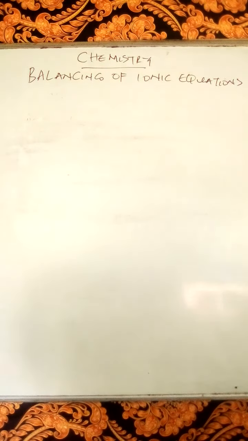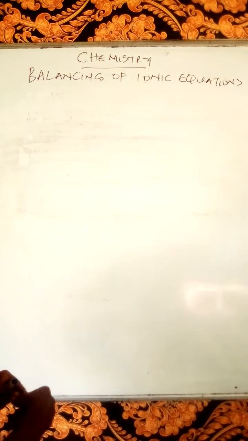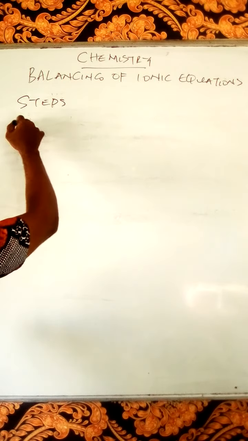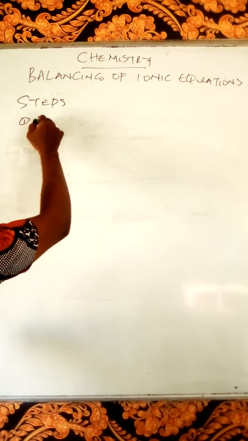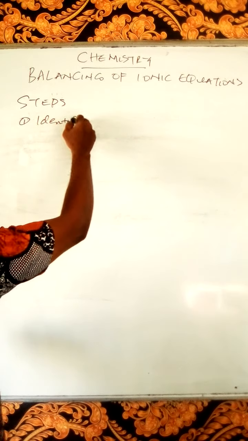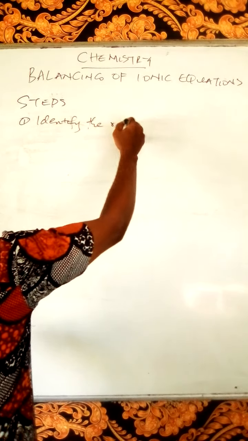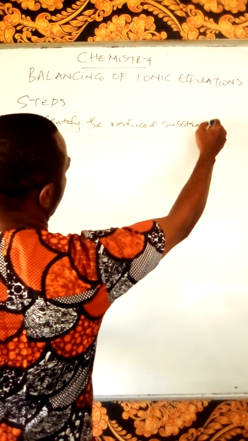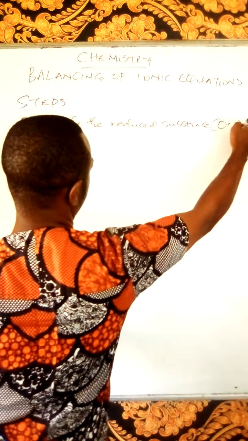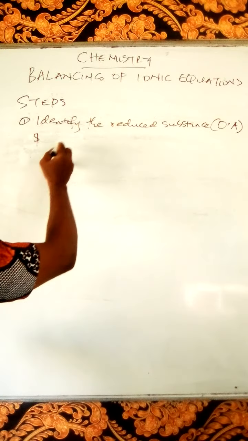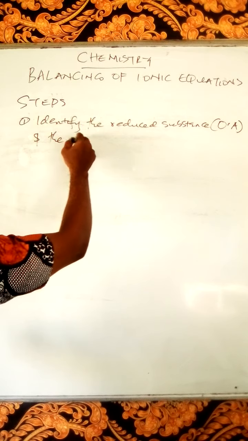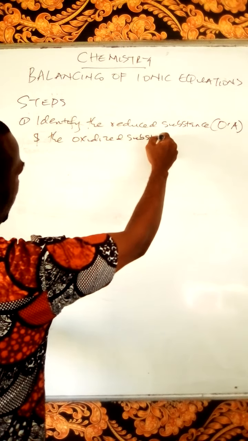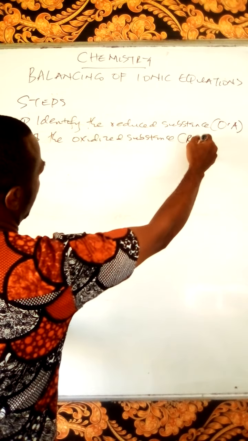What steps are involved when we want to balance an ionic equation? The first step, we have some procedure that will help us as a guideline, is: one, identify the reduced substance, otherwise called the oxidizing agent, and the oxidized substance, otherwise known as the reducing agent.